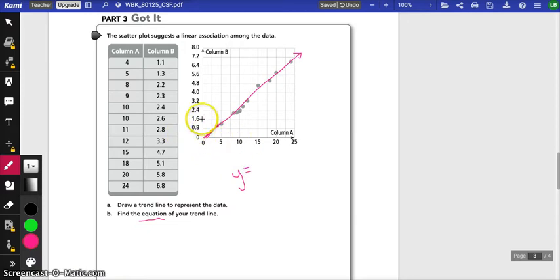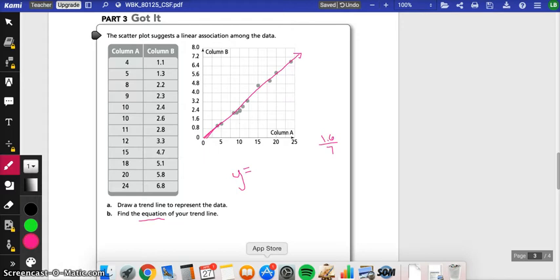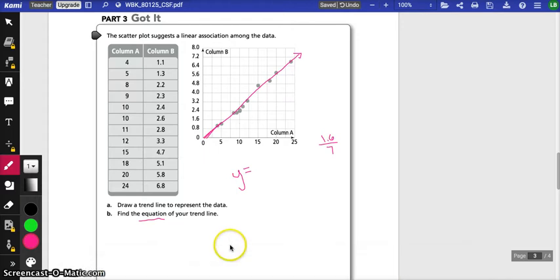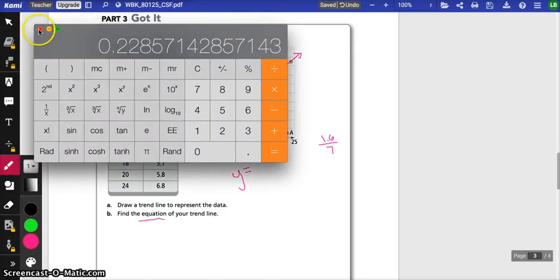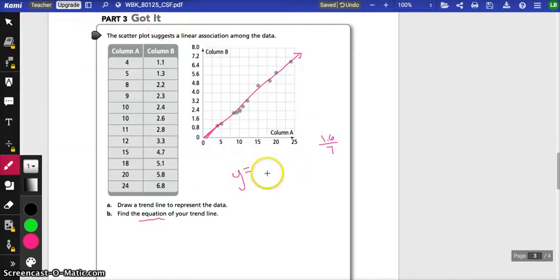So let's see. Go up 1.6 over 7? I'm getting that because these numbers aren't perfectly straight. So they're not in increments of 1. So I'm getting a different kind of number here. Let me see what that is. 1.6 divided by 7.2. So my slope could be 0.2x plus 0. I don't know if I like that one.